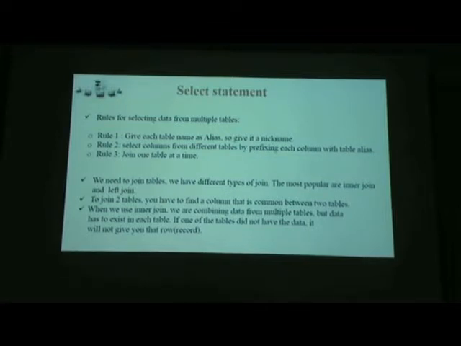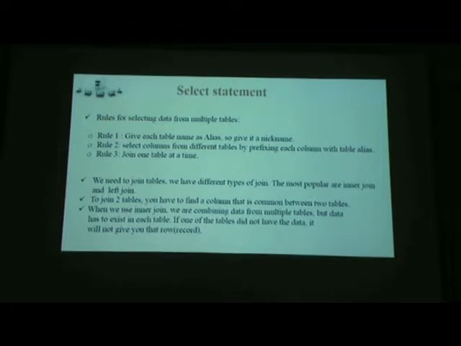We need to join tables, as I mentioned. We have different types of join. The most popular are inner join and left join. There is also right join. Left join and right join always give the same result, so we will stick with these two kinds. To join two tables, you have to find a column that is common between the two tables. When we use inner join, we are combining data from multiple tables, but data has to exist in each table. If one of the tables did not have the data, it will not give you that row or record.